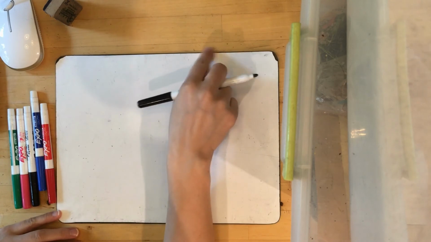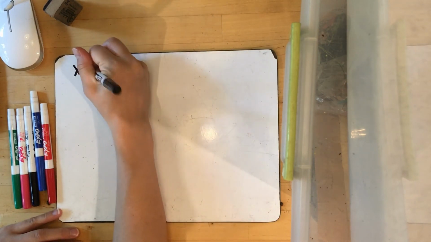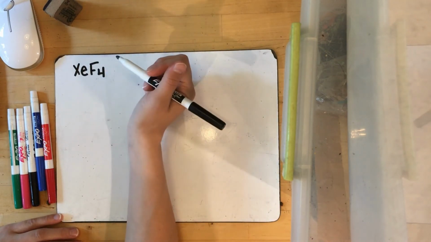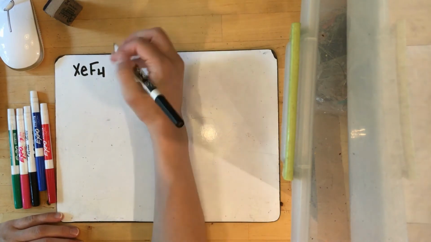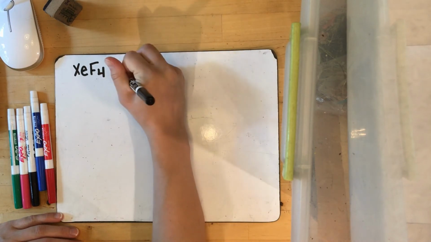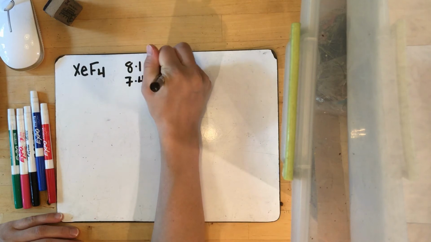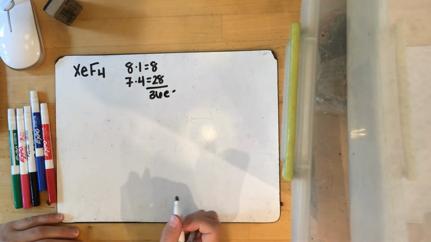So xenon tetrafluoride is going to be XeF4 based on our naming. Tetra is 4. So the first thing we need to do is draw its Lewis structure. So for xenon we have 8 valence electrons. For fluorine we have 7, and there's 4 of them. So we have 36 electrons total.